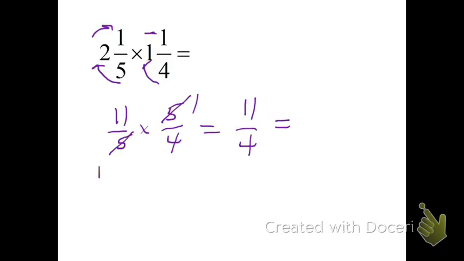And now rewriting this as a mixed number, 4 goes in 11 2 full times. 4 times 2 is 8, so that means I have a remainder of 3. So 2 3/4 is my final answer.